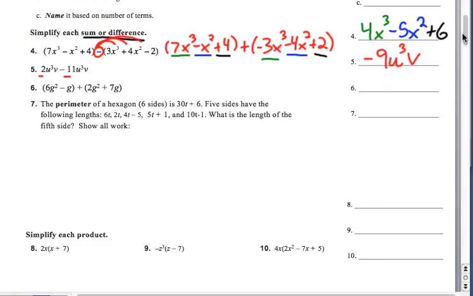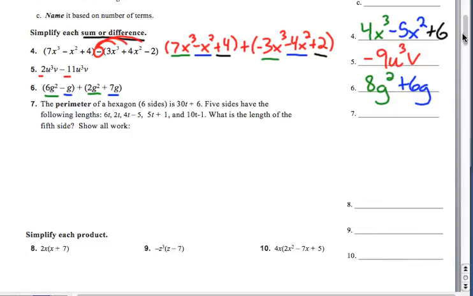And then number 6, the adding one. Well, that one, you just jump right in and you're combining like terms. You don't have to worry about having to flip signs or anything like that. 6g squared plus 2g squared is going to be 8g squared. Sorry, I should have been saying g squared. And then negative 1g plus 7g is 6g. So again, just combining like terms, you're not having to flip any signs or change exponents.